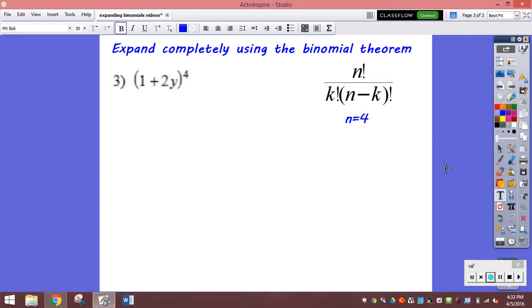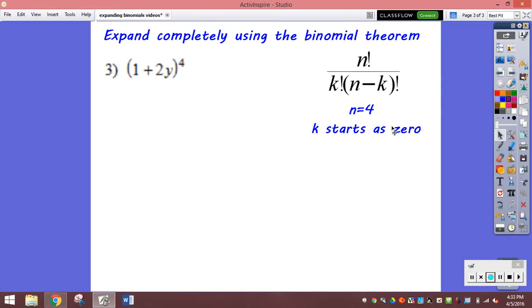And k represents your term number of your polynomial. So k always starts as 0. And then for each term for your polynomial, it will go up by 1. So you'll have the 0 term, first term, second term, third term, and so forth. All right, so the way I get my coefficients is I use this formula.